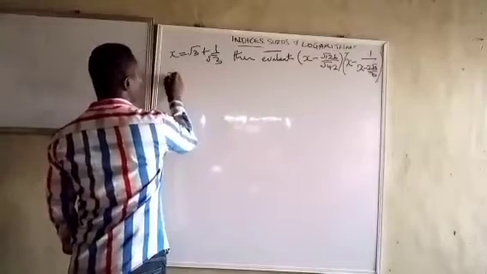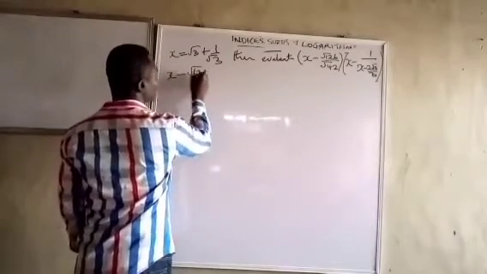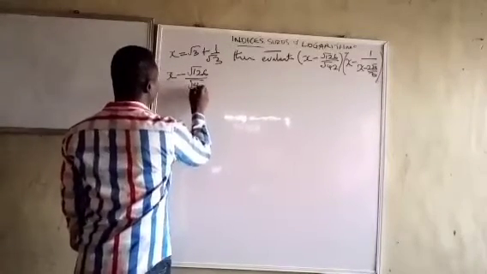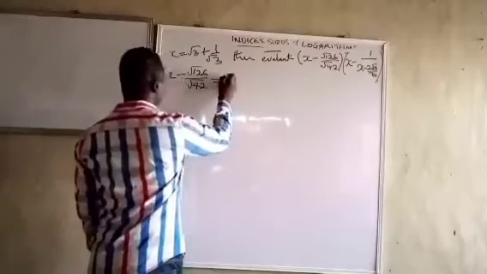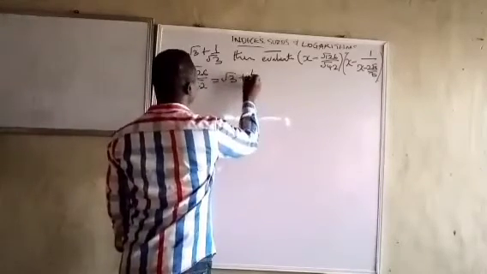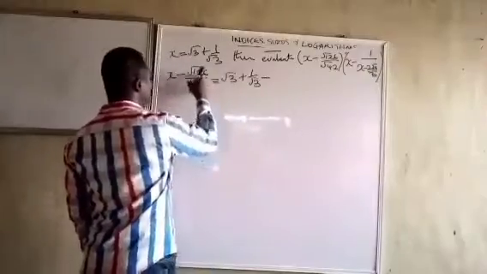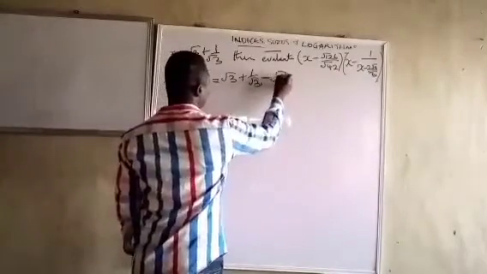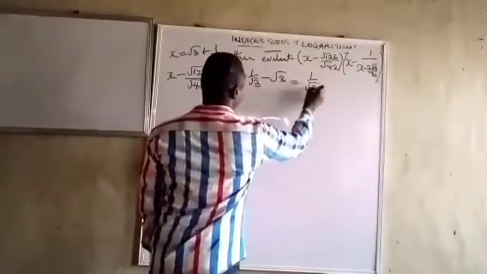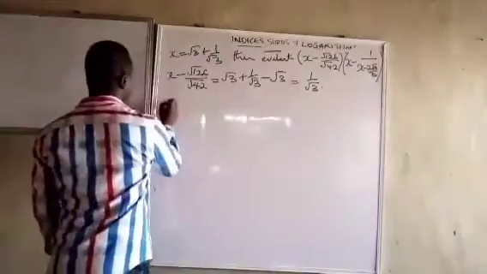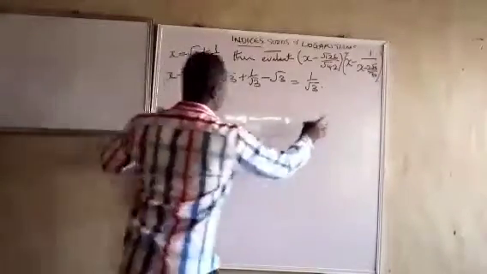Therefore, x minus root 126 over root 42 will be equal to root 3 plus 1 over root 3 minus root 3, since 126 over 42 is 3. So we have 1 over root 3 here. Now let's look at the other one. Let's first of all handle this one.